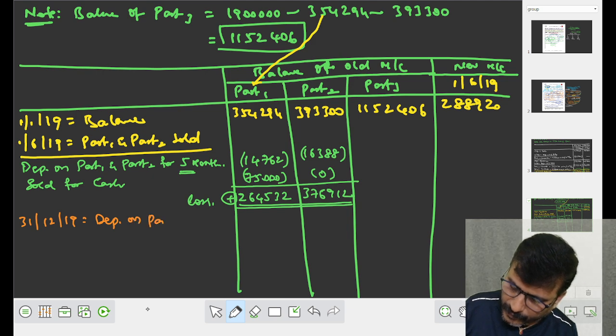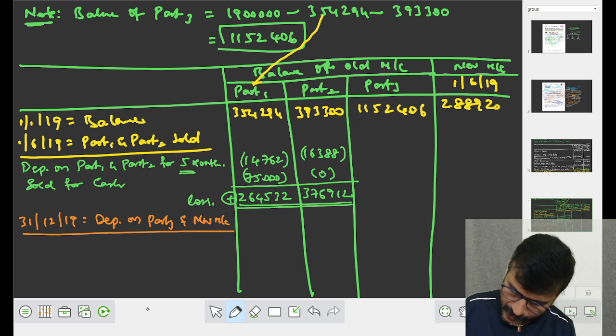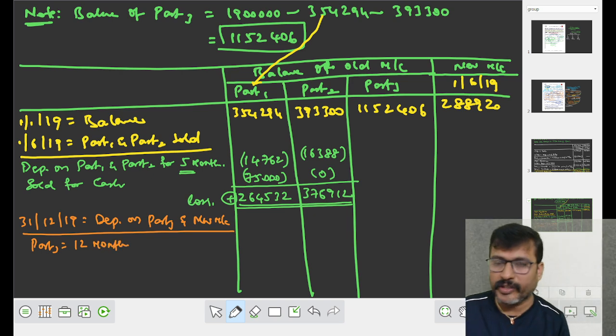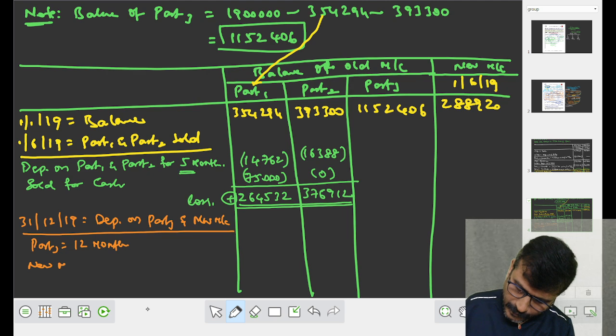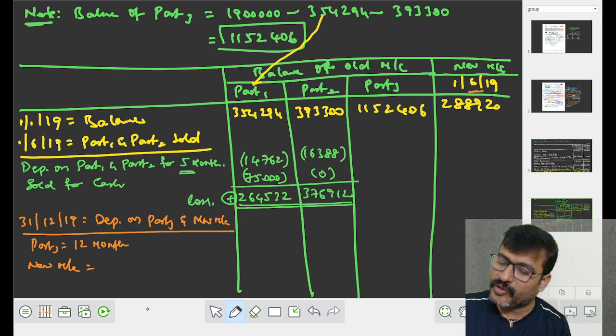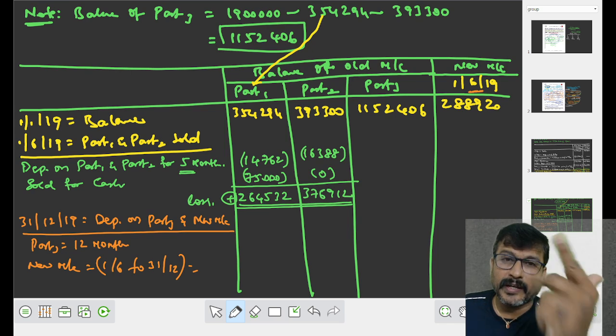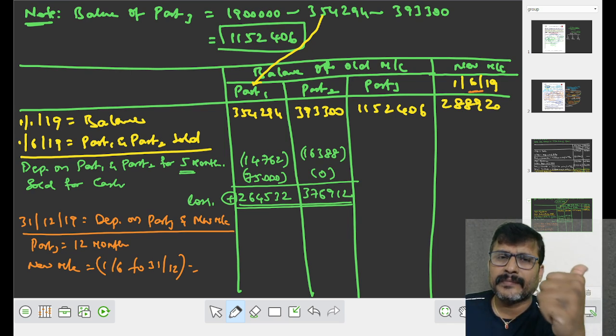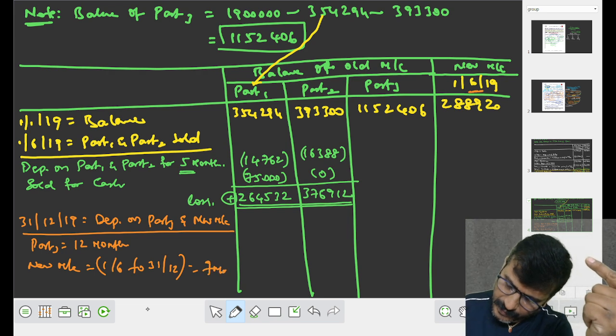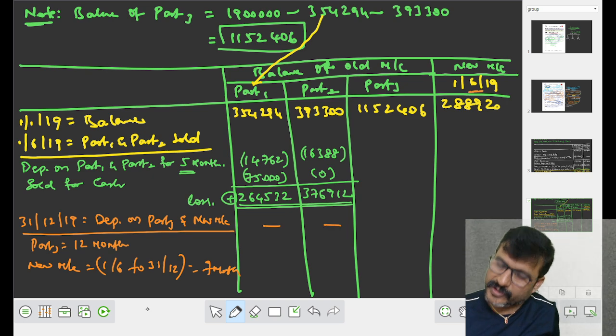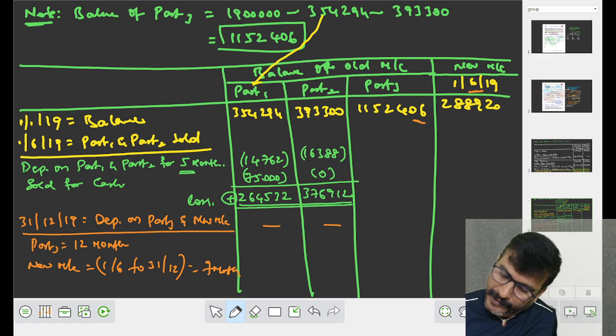Depreciation on part 3 and new machine. See, part 3 is for 12 months because it is an old machine. Then new machinery, when is it purchased? On June 19. 1st June to 31st December. How many months does it come to? June, July, August, September, October, November, December. It comes to 7 months. So, 11,52,406 into 10% into 12 by 12.